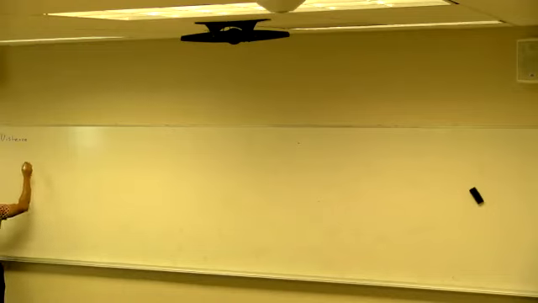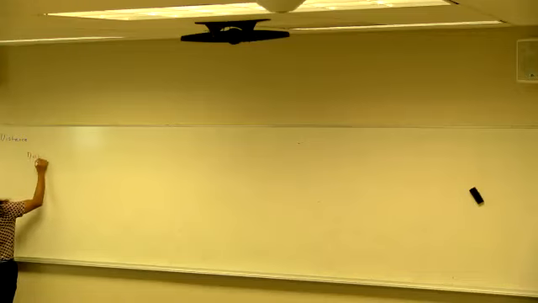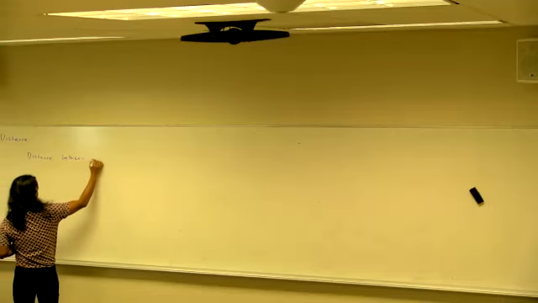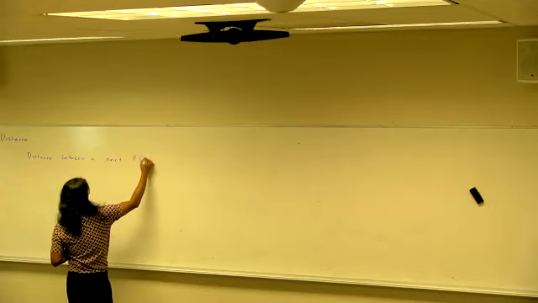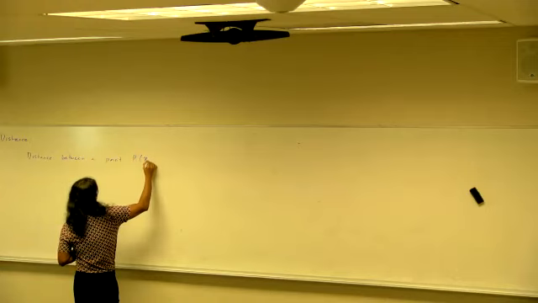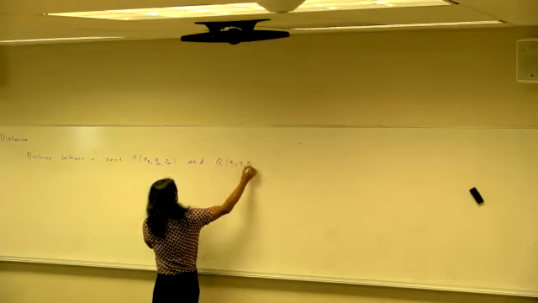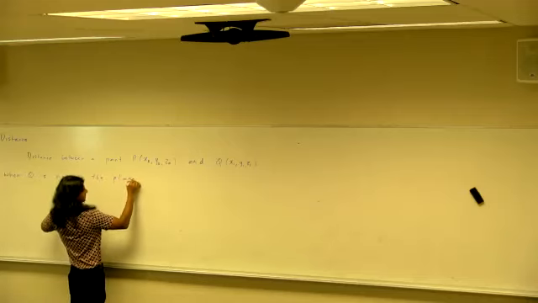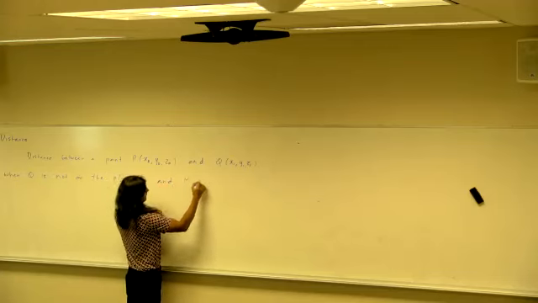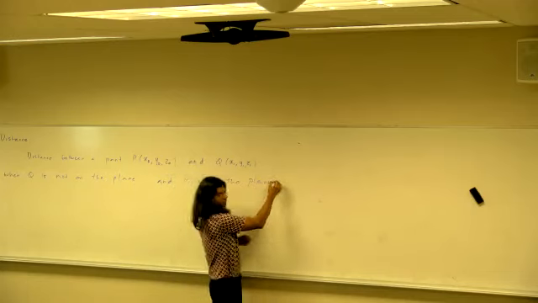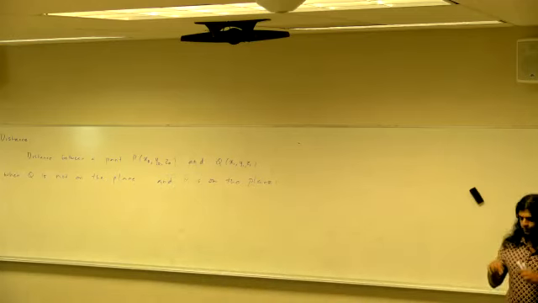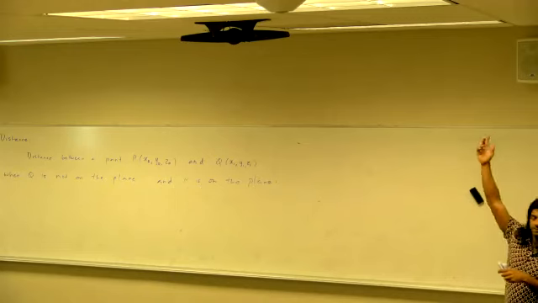But what if you have a point... So Q is now going to be on the plane, and P is on the plane. Good. So we have a point, one that is on the plane, and one that is not on the plane.